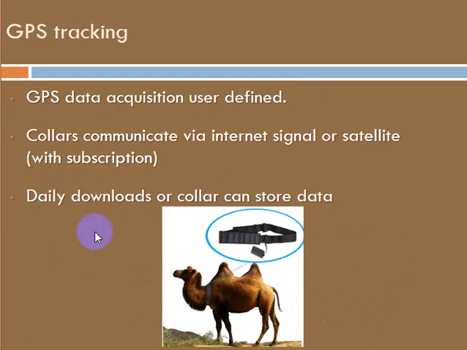With GPS data acquisition, the user pre-programs how and when the data is collected. The collars can communicate via satellite, or just using an internet connection. And the data can be downloaded hourly, daily, whatever, depending on the quantity or quality of the data that you're collecting, or the collar can even store the data.